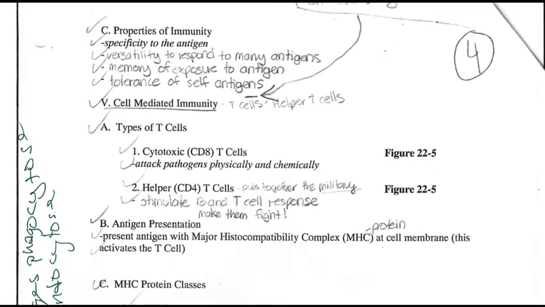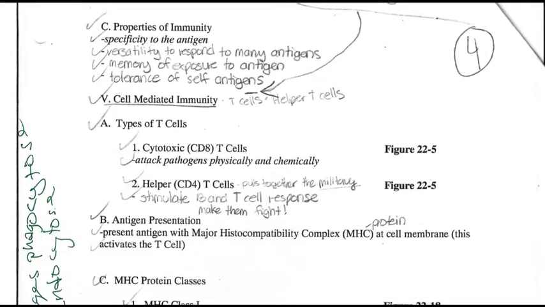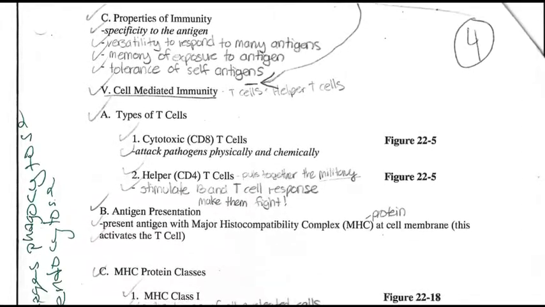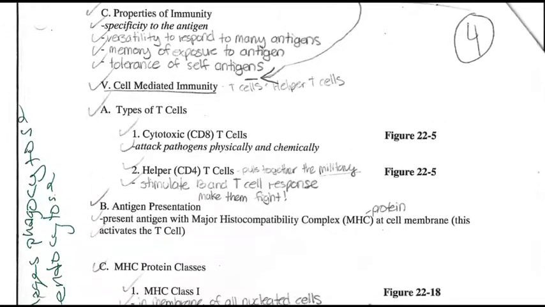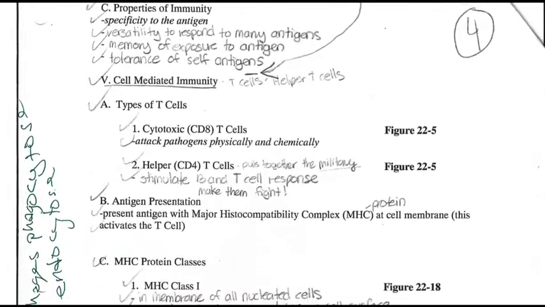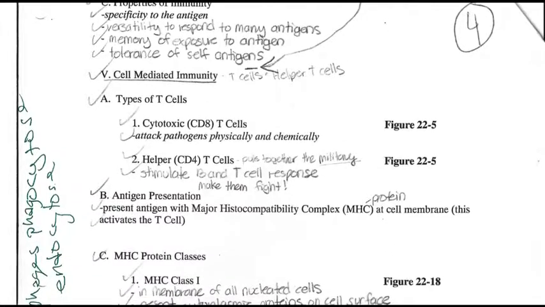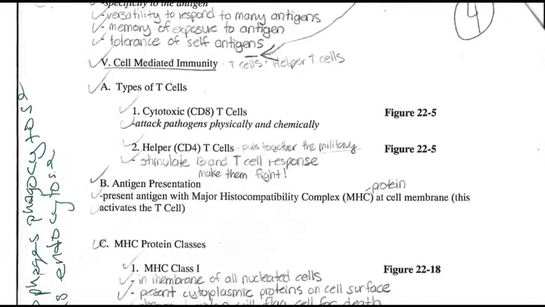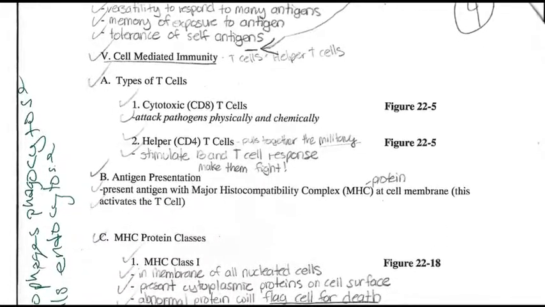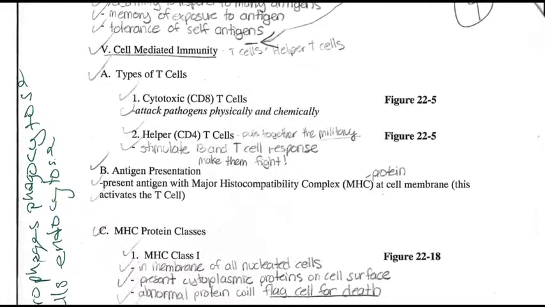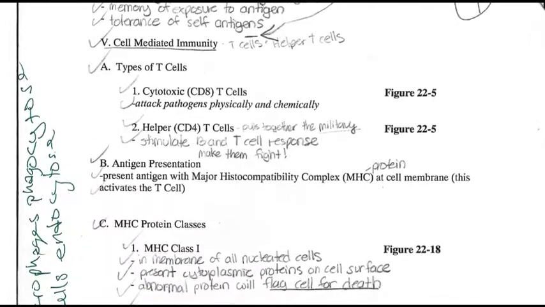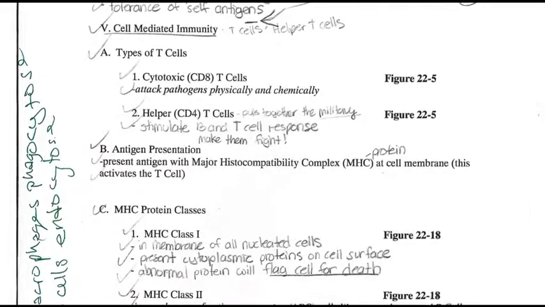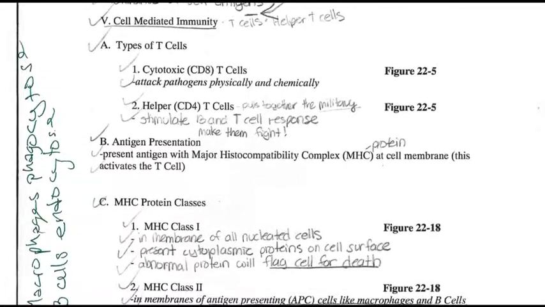Cell-mediated immunity. A. Types of T cells. 1. Cytotoxic CD8 T cells. These attack pathogens physically and chemically. 2. Helper CD4 T cells. These stimulate B and T cell response. B. Antigen presentation. Present antigen with major histocompatibility complex, MHC, which is a protein, at the cell membrane. This activates the T cell.